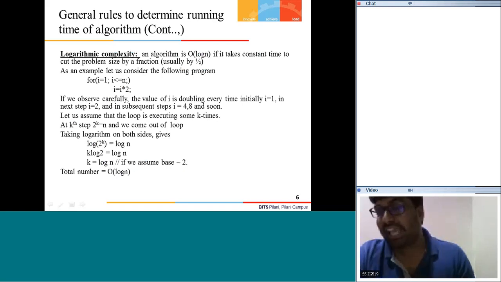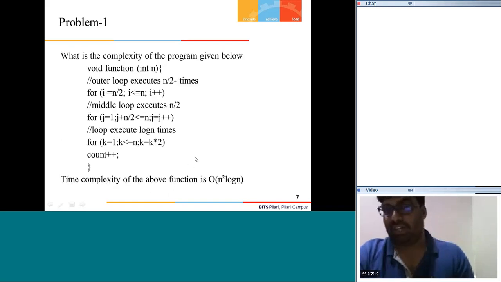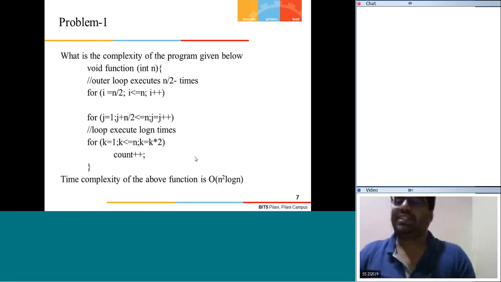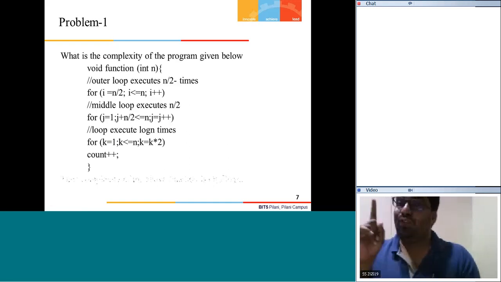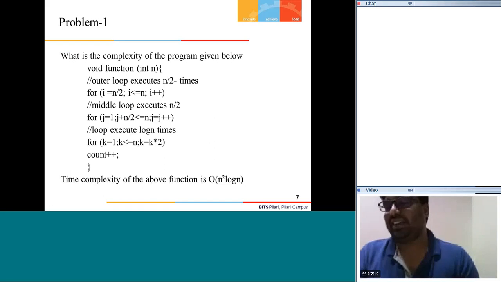So how many times, at the n-th step, am I somewhere at 2 to the power of k position? Okay, got it. That's the reason why we are talking about n square log n. See, if you write log n for this, your answer is wrong. Even if you write n square, it is wrong.